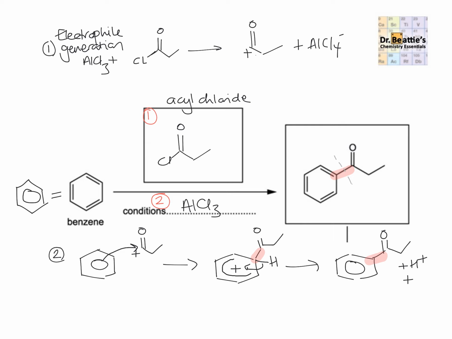Some people will just put plus HCl here, but we're just going to show how this makes HCl in this third step. So the H+ reacts with the aluminium tetrachloride up here. And if we draw that, what happens is we reform the aluminium trichloride and then we get HCl. So that is why we've got HCl here as our byproduct.